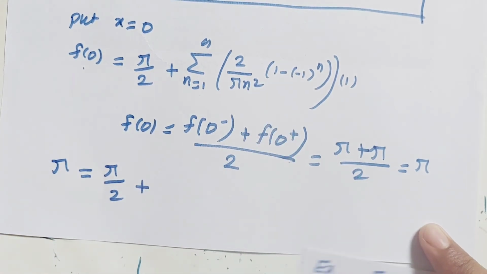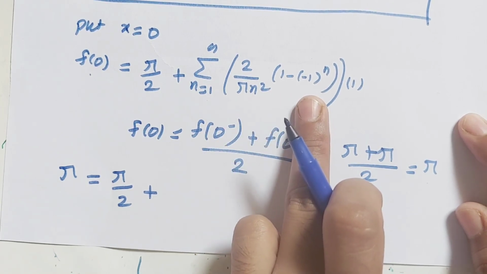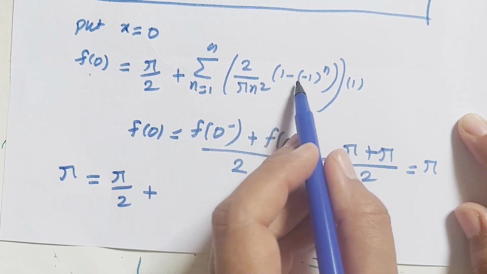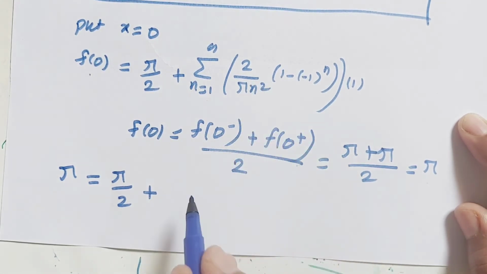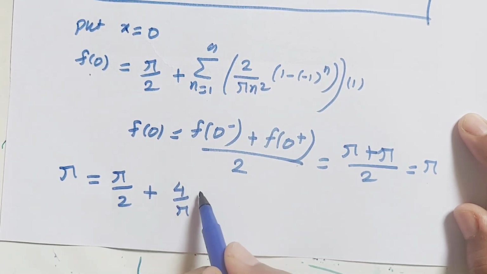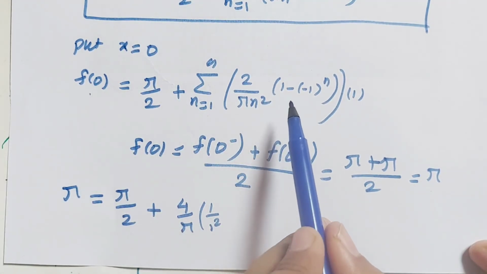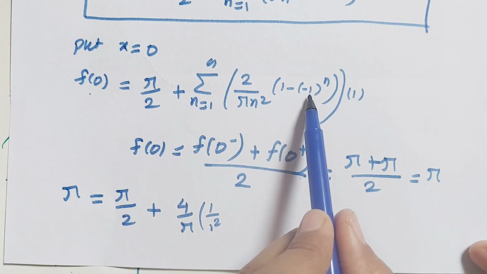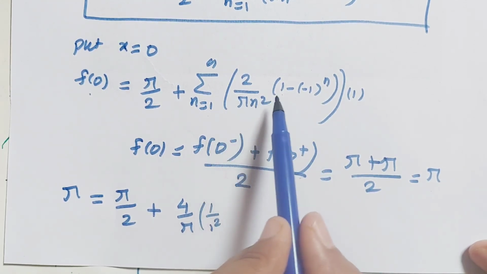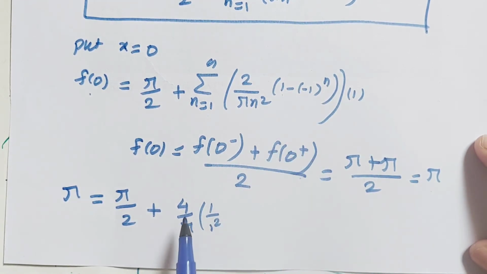Expand this function. So when n equals 1, it is minus raised to the power minus 1. So it is minus of minus, plus, that is 2, and 2 into 2 is 4. So here n equals 1, so it is 4 by pi, 1 by 1 square. If you observe this function, for every even term it is 0, because minus 1 raised to the power even is 1, so 1 minus 1 is 0. So for every even n it is 0, and for every odd n it is 4 by pi.